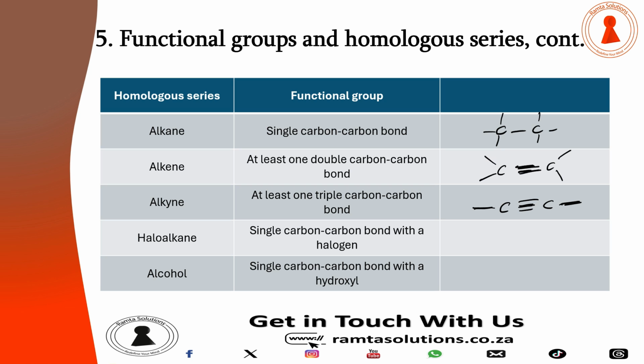Now we have haloalkanes. Haloalkanes are a single carbon-carbon bond with a halogen. We normally draw them like this, where this X represents a halogen. Remember, halogens are group 17 atoms. So this is your haloalkane. The haloalkane functional group is a single carbon-carbon bond with a halogen, as you can see.